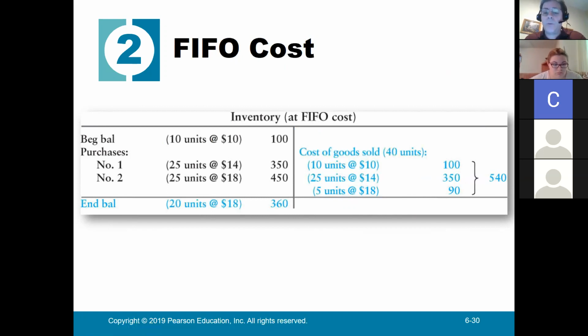So when we did weighted average, it was 600. For FIFO, it's 540. And that means our ending balance is 360. You will notice that 360 plus 540 equals 900. With weighted average, it was 300 and 600, which adds up to 900.